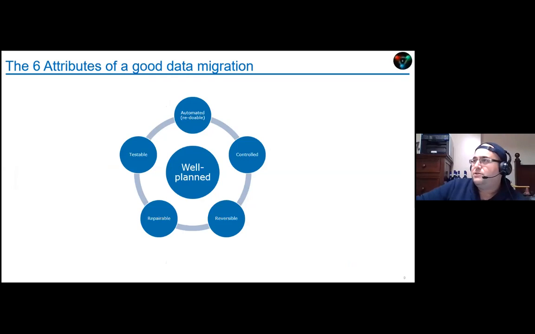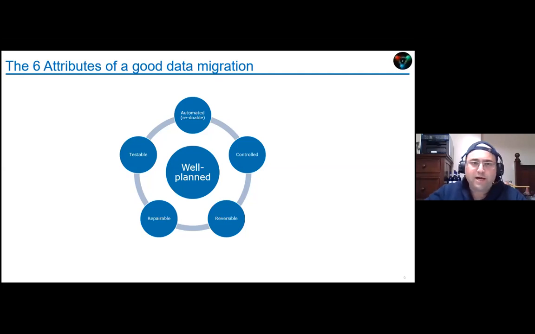So this is how I define the 6 attributes of a good data migration. The first attribute, and by far the most important attribute, is well planned. I'm going to quickly go through this, and then we're going to discuss them each in detail on the following slides. So most important attribute is well planned. That's why it's in the center. I'm going to talk through that more in a moment. Next, it needs to be automated, and what that means is I need to be able to redo it without much effort. It needs to be controlled, reversible, repairable, and testable.